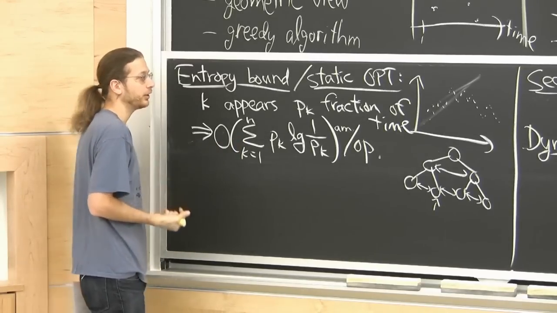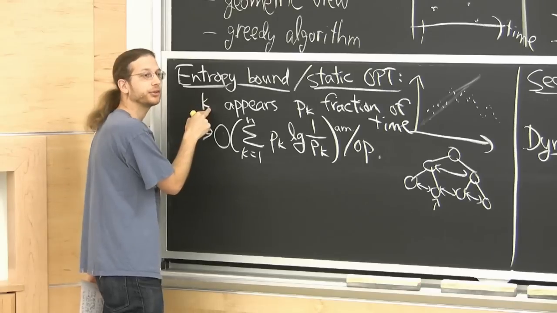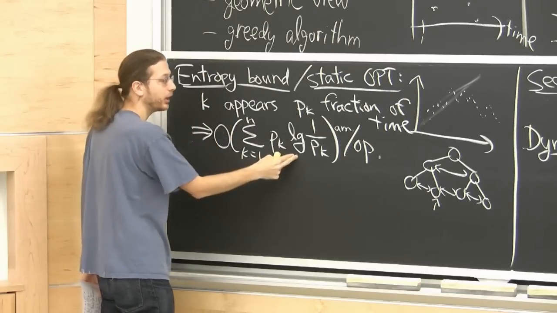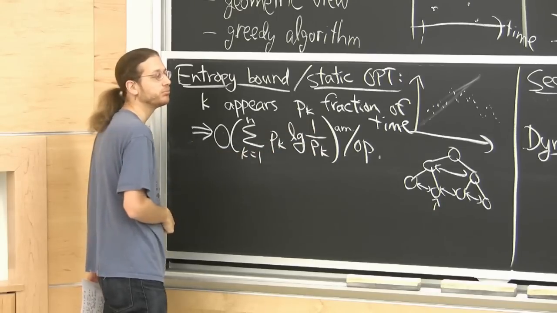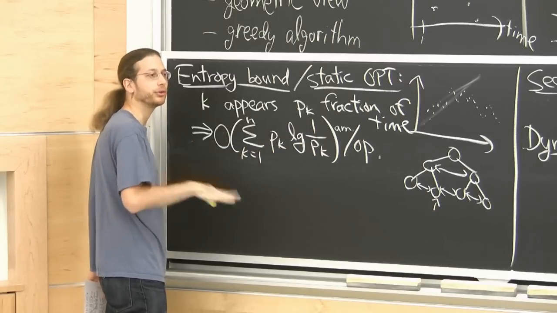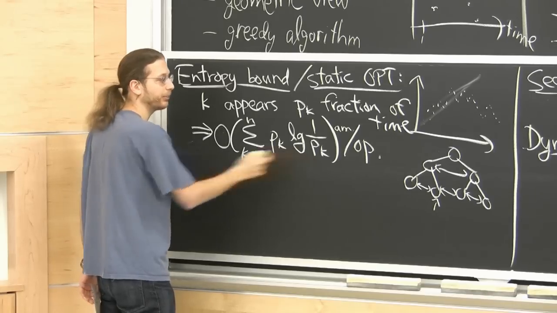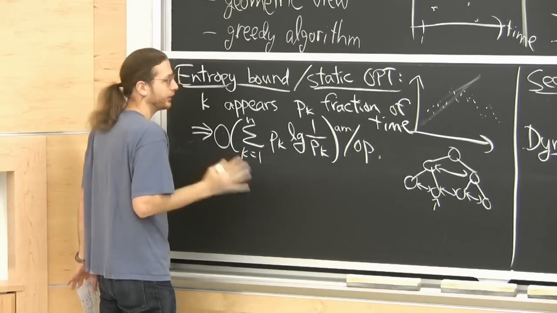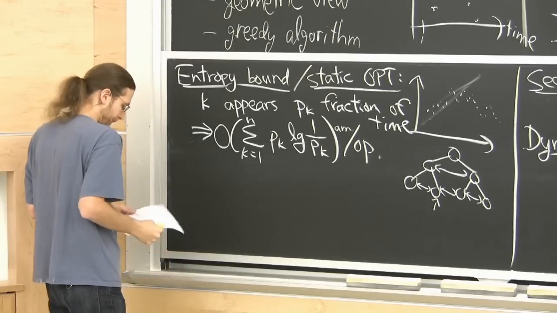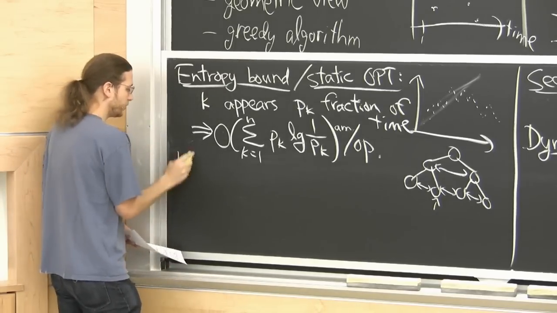And roughly speaking, key k appears at depth log 1 over pk in the tree, maybe plus 1. And you can show there's always a tree where every node ends up at depth log 1 over pk. Again, not hard, but we won't do it here. OK.